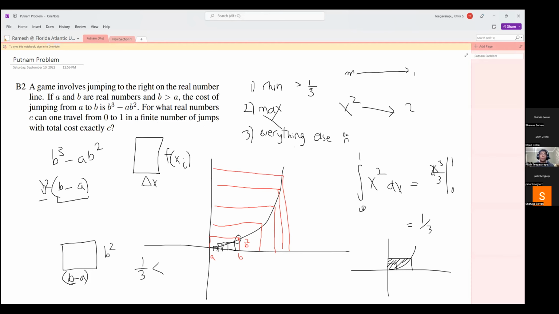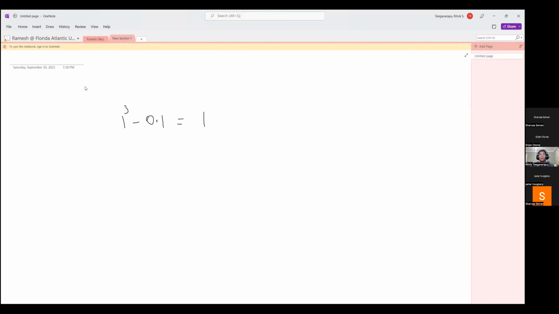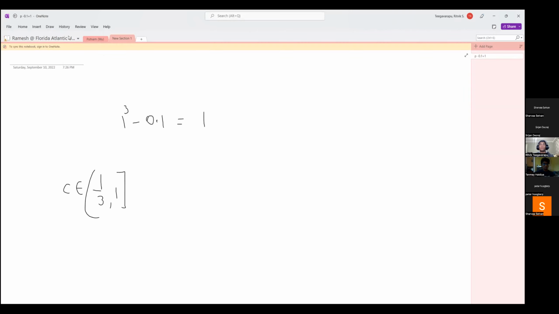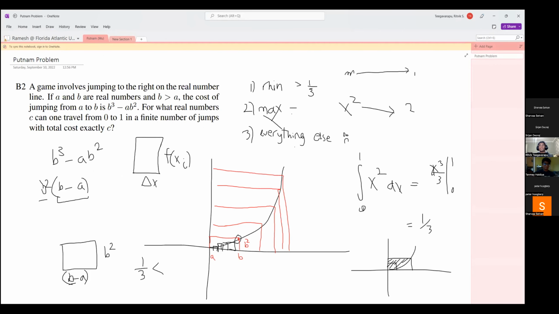I'm not going to go into the rigor of it. That's quite literally all you need to write on the Putnam, that we'd be able to say C is in the interval from 1/3 to 1 inclusive. So we said the max is equal to 1.